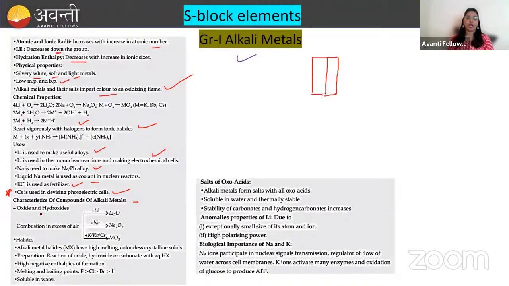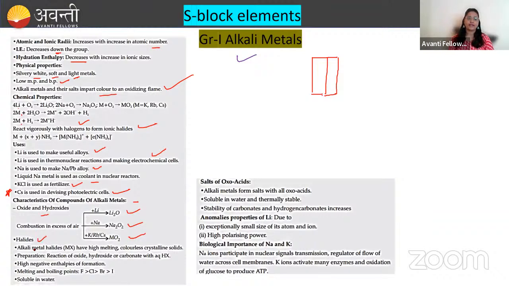When we talk about the oxides and hydroxides now, you can see here lithium oxide, sodium oxide, and rubidium, potassium, and cesium oxide. So these are like this way. Their molecular formulas are like this. Okay, when these metals react with the air, they form these types of oxides.